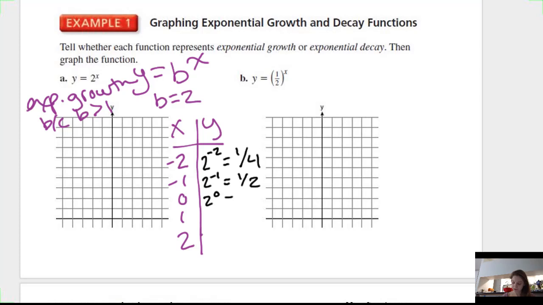2 to the 0 power is 1. 2 to the 1st power is 2. 2 to the 2nd power is 4. This makes sense. The base is 2, so every time the y value doubles, 2 and then 4. Every time the y value doubles as the x's grow, and if you go backwards, the y value is cut in half.